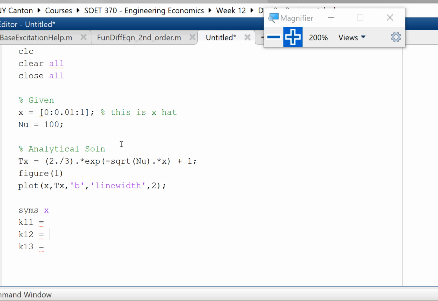Yeah, you should get a curve that does this. That's what you should get. But this is t hat, right? And this is x hat. Work now, right? Oh, this.